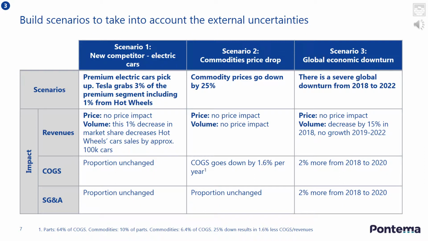For Hot Wheels, 3 possible scenarios could be built, focusing on a new market entrant, a drop in the price of commodity goods such as oil, steel, or rubber, and lastly, a global economic downturn. The slide shows the business case input parameters that could change. Can you think of any other scenarios appropriate to Hot Wheels?